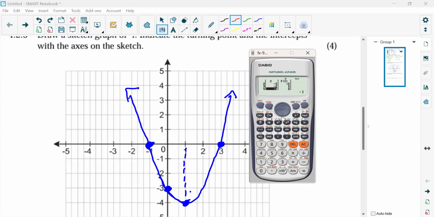And then you can also check where else f of x is equal to 0. Go down and check. When f of x is equal to 0, our x is 3. So you have two values. You have x is equal to -1, and the other one is x is equal to 3.